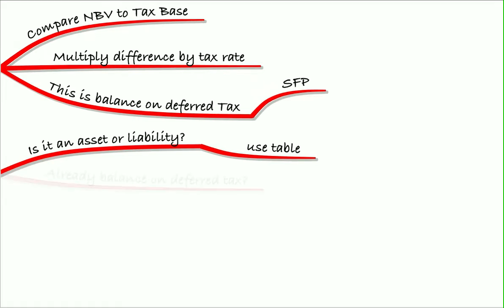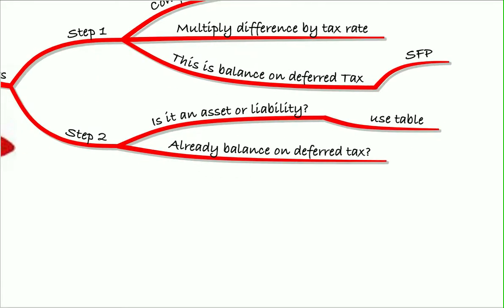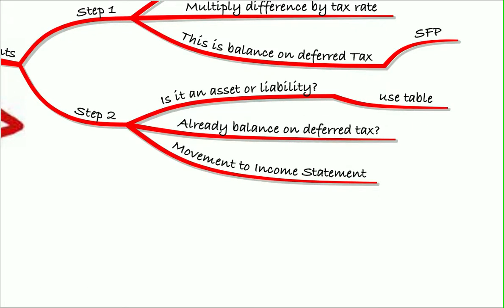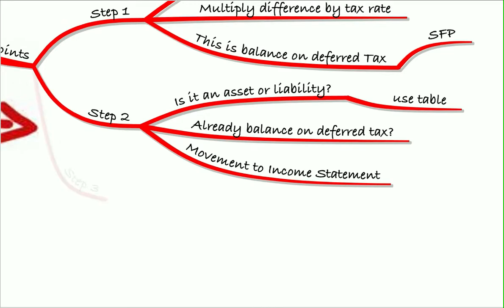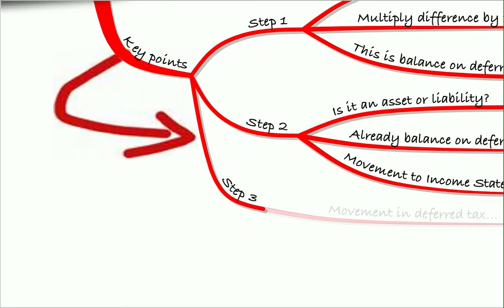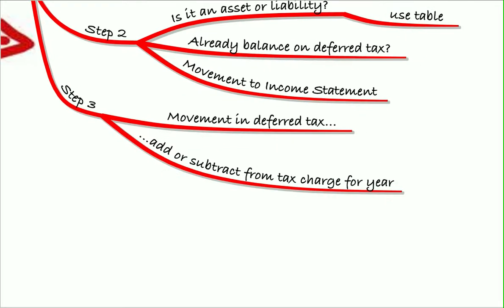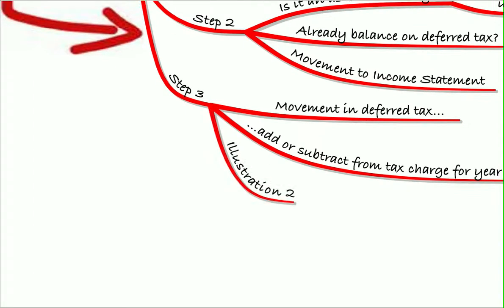Now the key thing was if there was already a balance on the deferred tax, the movement between the new balance that we've calculated and the old balance brought forward would go to the income statement. So step 3 was to deal with that movement in deferred tax by adding or subtracting it from the tax charge in the year, depending on whether it was a debit or a credit. And we did that in illustration 2.